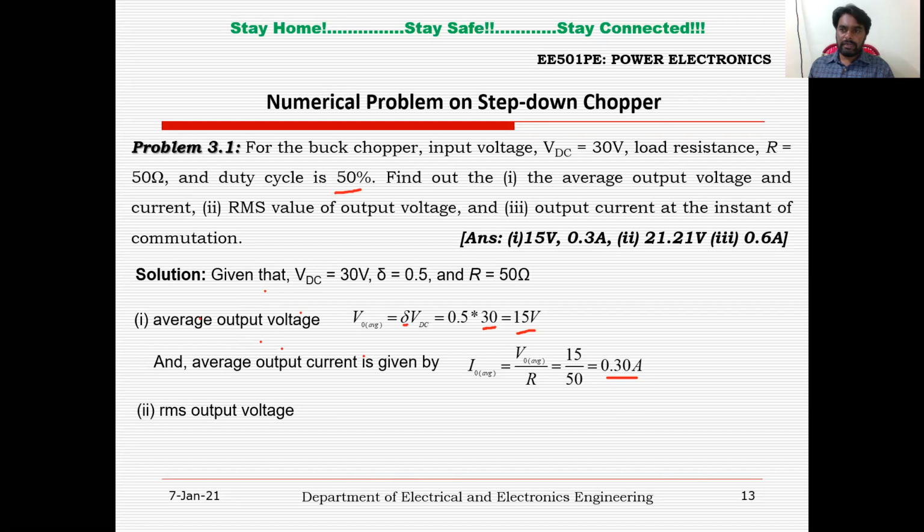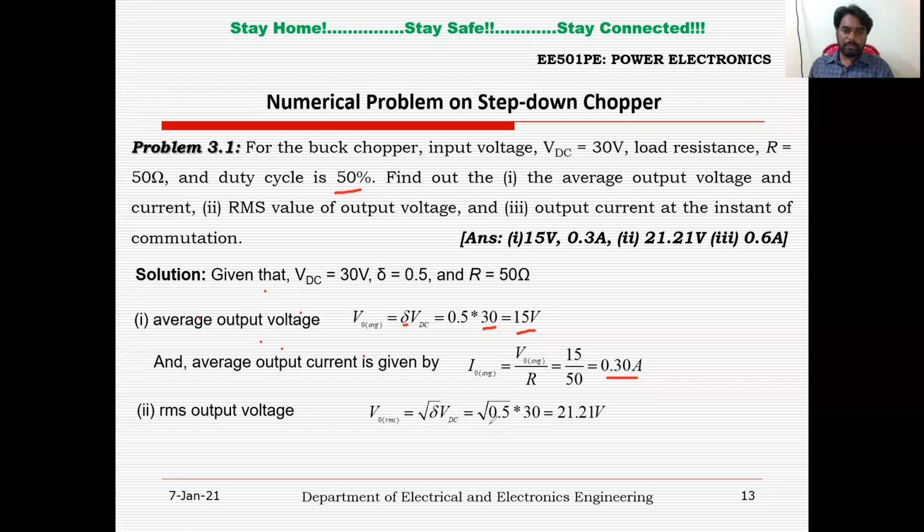Similarly, we have derived the expression for RMS output voltage, which is root 2 delta times VDC, where delta is the duty cycle, which is 0.5, root 0.5 into 30. That will give it as 21.21 volts as the RMS output voltage.